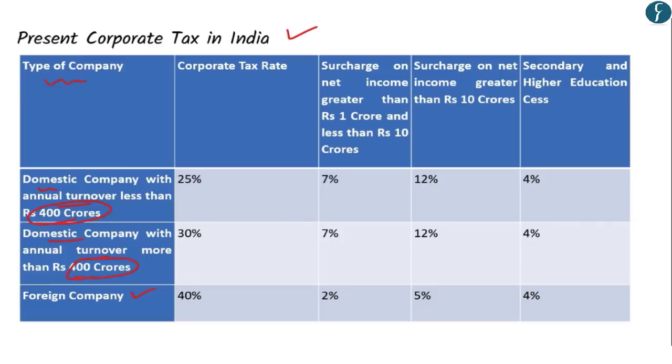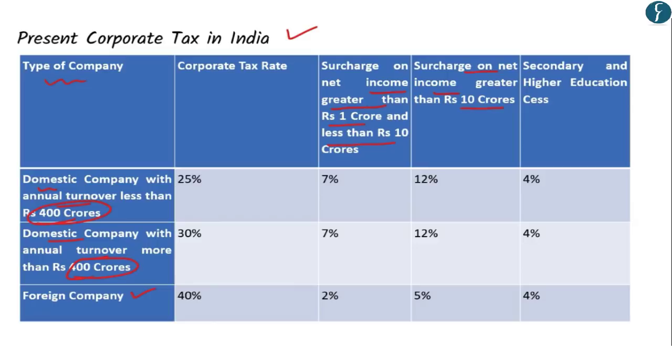Now the surcharge is dependent upon the income that these companies generate. Suppose these companies generate an income between rupees 1 crore and rupees 10 crore, then the surcharge rates are different. Similarly, the surcharge rate on income greater than 10 crore is different. Cess is dependent upon the corporate tax rate as well as the surcharge.